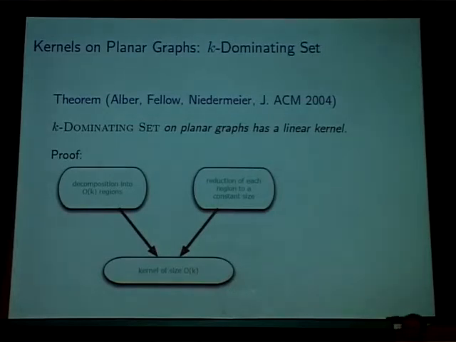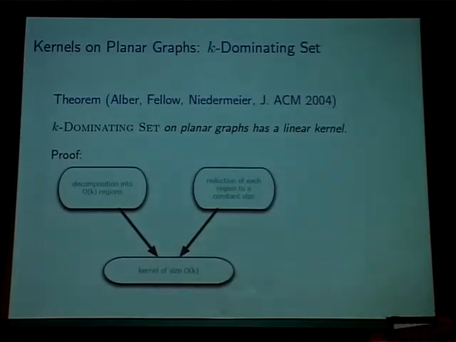Basically, the idea of the proof, in a simplified form, is that they are able to partition a planar graph into big O of k regions. And then for each region, they were able to apply some reduction rules, such that the number of vertices in every region becomes a constant.